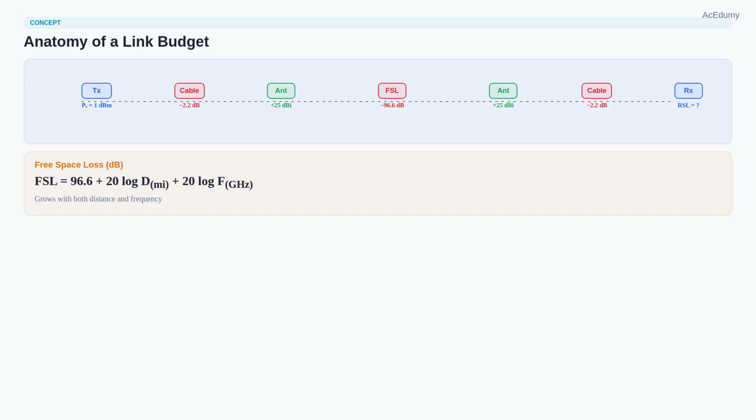The key insight is that free space loss grows with both distance and frequency. FSL in decibels equals 96.6 plus 20 log of distance in miles plus 20 log of frequency in gigahertz. Lower frequency, lower loss. Longer distance, higher loss.